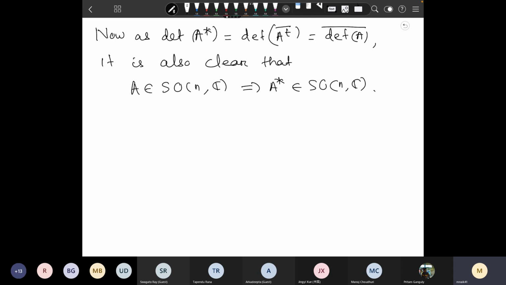Okay, now I have to determine the connected component. I have to first prove, sorry, I want to really take O(n, C) intersection U(n), right?